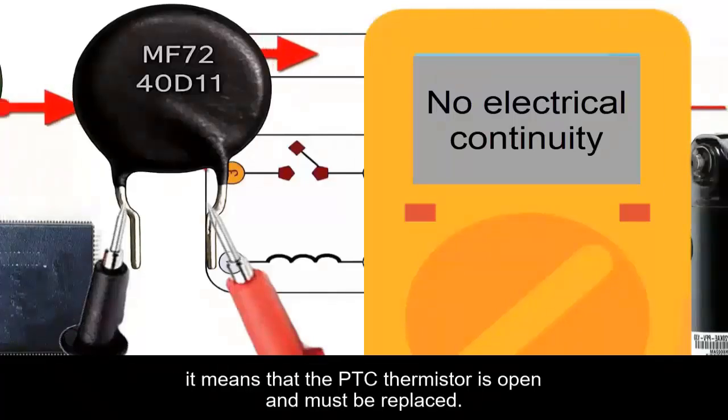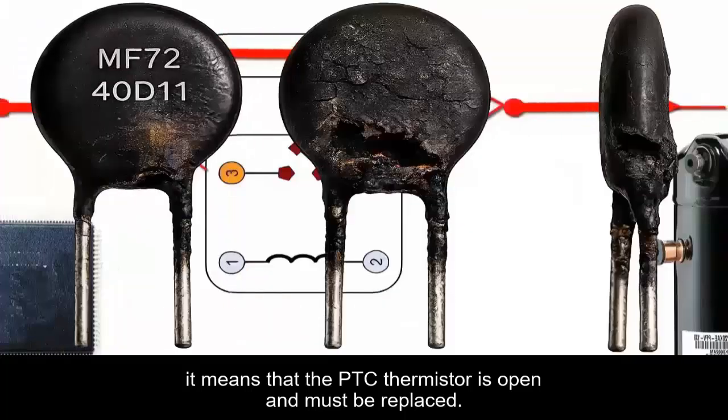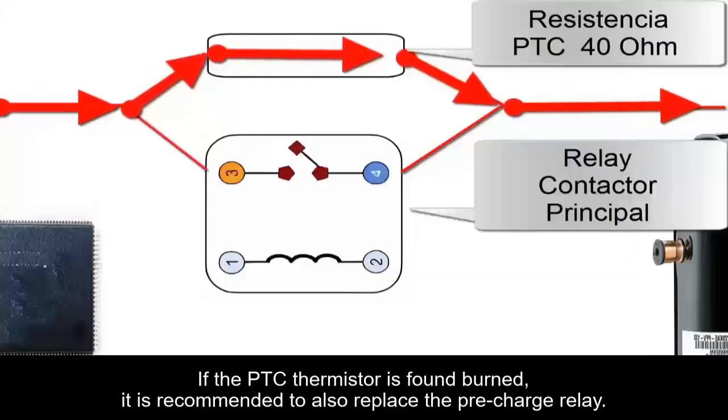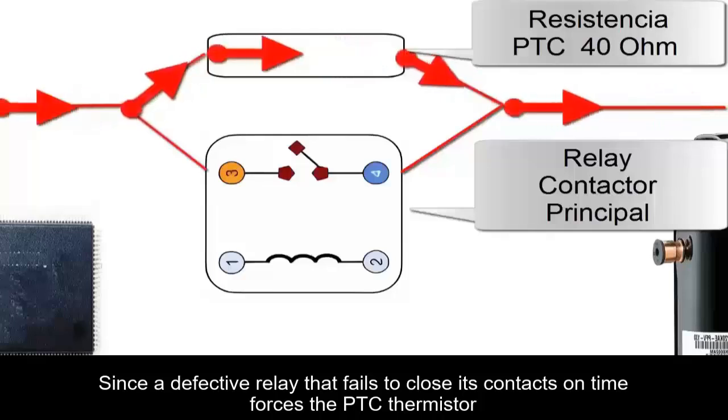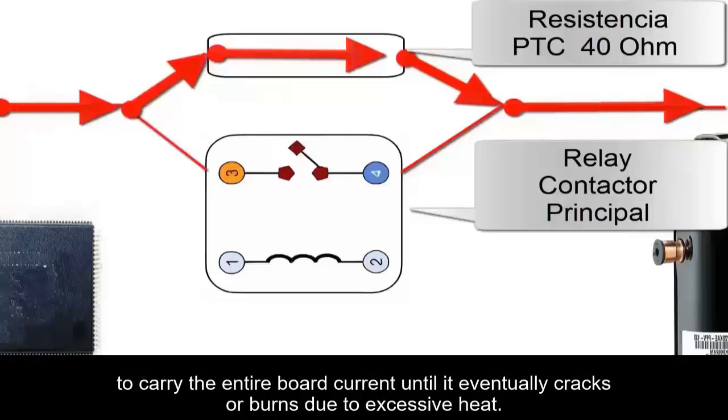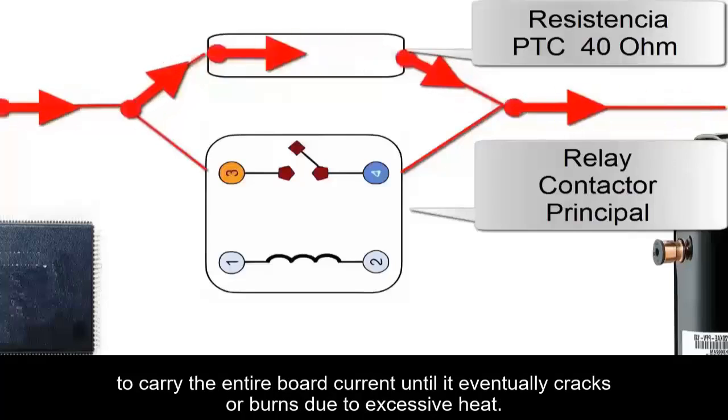If the PTC thermistor is found burned, it is recommended to also replace the pre-charge or start relay, since a defective relay that fails to close its contacts on time forces the PTC thermistor to carry the entire board current until it eventually cracks or burns due to excessive heat.